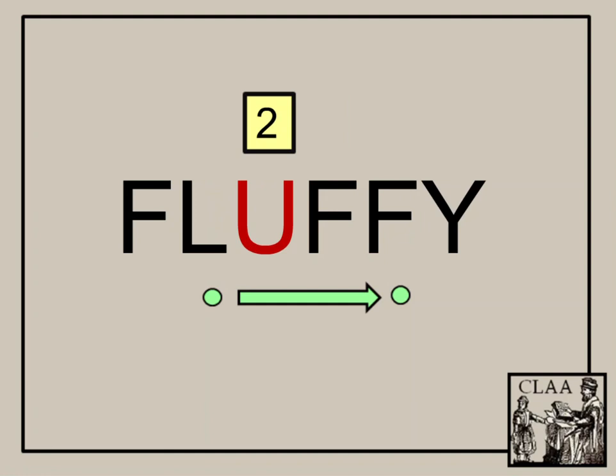In this word, you can see the English vowel U in red, followed by a doubled consonant, two Fs. We learned that when the vowel U is followed by a doubled consonant, it makes the short U sound, uh. Let's read this word together. Fluffy, fluffy, fluffy.